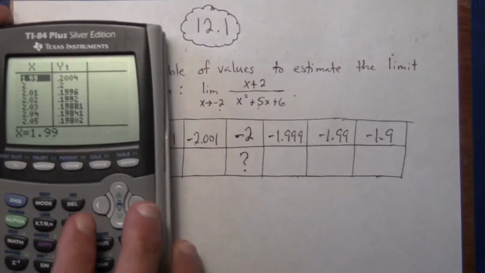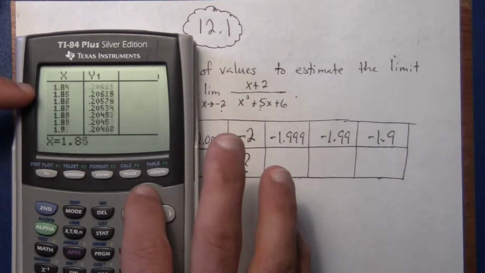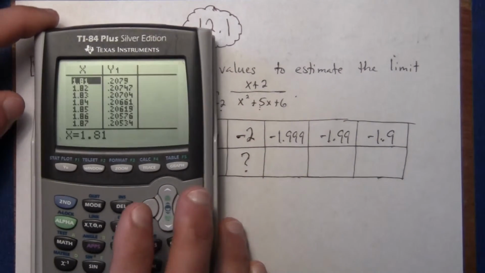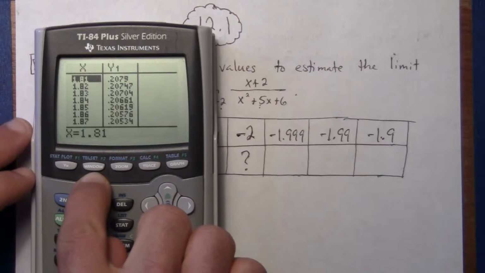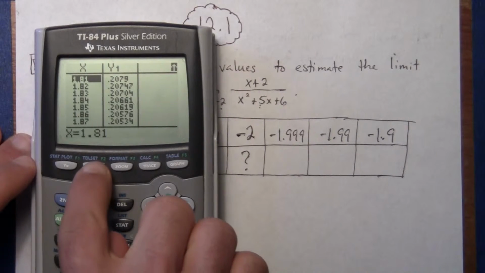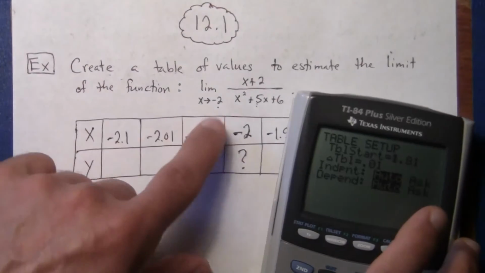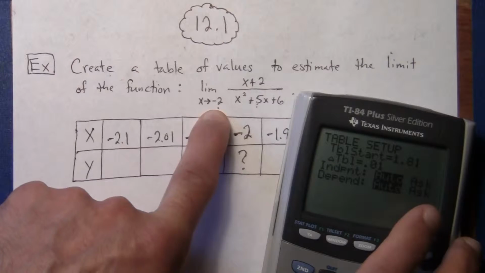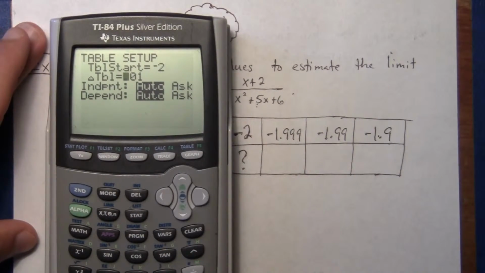Now, what I don't want to do is sit here and scroll until I get to -2, because that's going to take a while. So what you can do is this. See the button that says window on it? Right above it, it says table set. You're going to hit second and then window, or table set. The table start is going to be whatever you're trying to find the limit of. We're trying to find the limit as x approaches -2. So I'm going to say -2, hit enter.